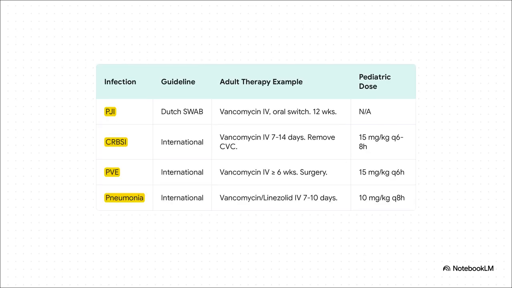So here's the thing. There are no specific guidelines just for Corynebacterium durum. So what do we do? We extrapolate from guidelines for similar infections. A great example is the Dutch SWAB guideline for prosthetic joint infections, or PJI. And really, across the board for infections like catheter-related bloodstream infections or prosthetic valve endocarditis, the principles are exactly the same.